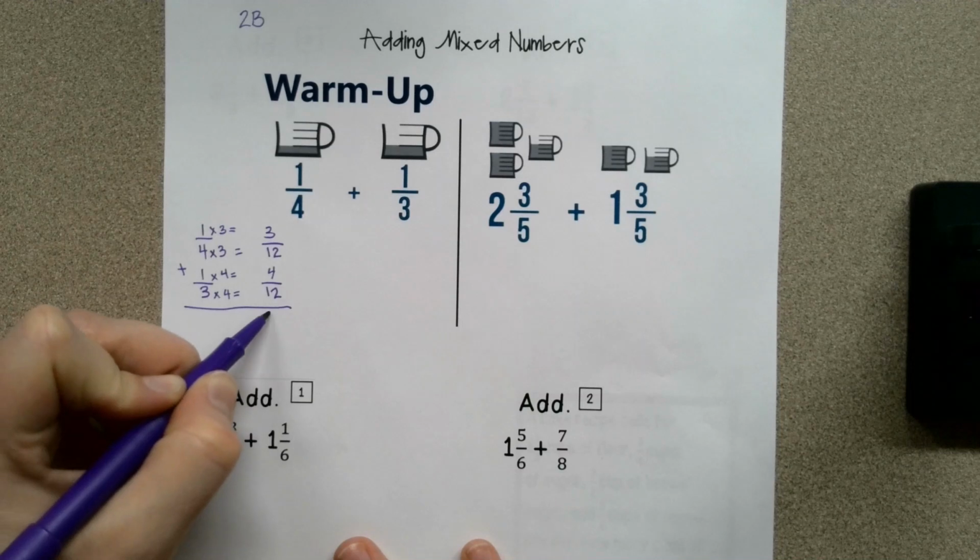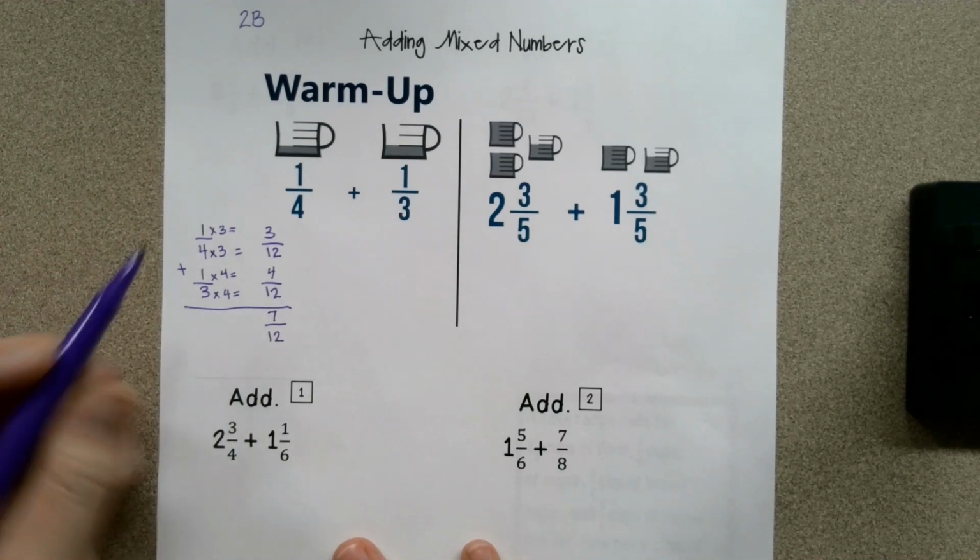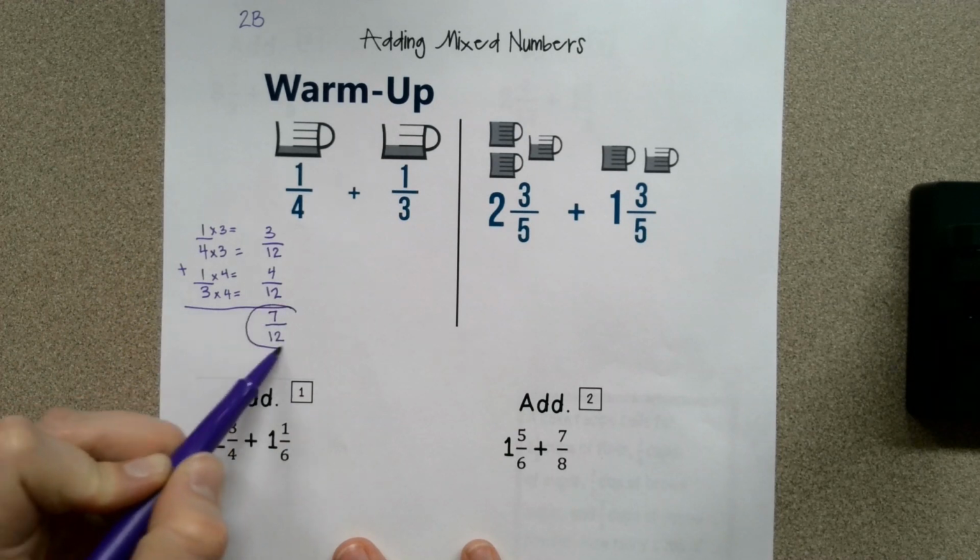3 plus 4 gives us 7, and the denominator stays the same. Then you always check to see if you can simplify, which in this case we can, so that would be our answer.